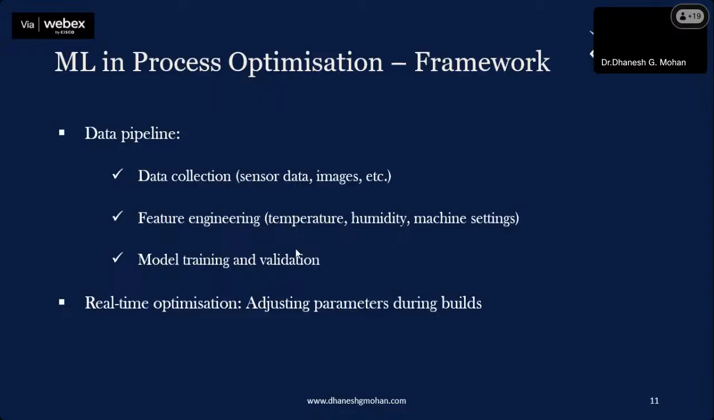And finally, the key stage is real-time optimization. Here AI closes the loop by dynamically adjusting machine parameters during the build. For instance, if porosity is predicted based on thermal signature, the system can reduce scan speed or increase laser power to correct it mid-process. This capability transforms additive manufacturing from a trial and error operation into a predictive, adaptive manufacturing method. Next slide, please.